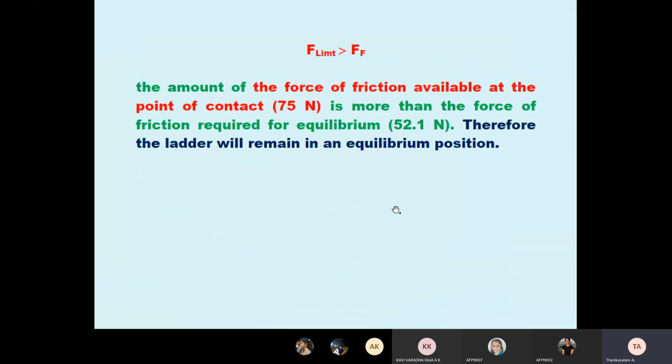See here, the F limit is greater than FF. The amount of force of friction available at the point of contact, 75, is more than the friction force required for equilibrium. Therefore, the ladder will remain in equilibrium. Okay.